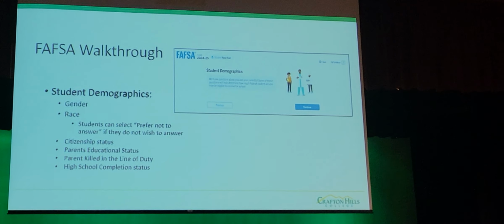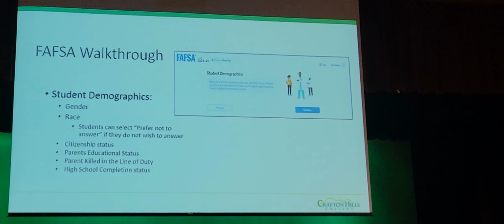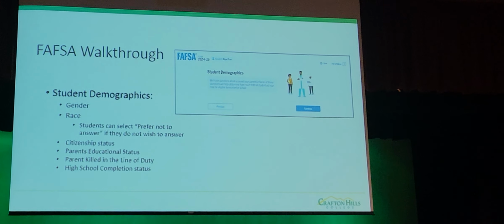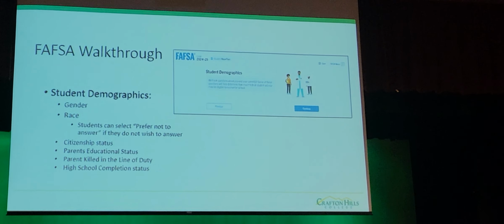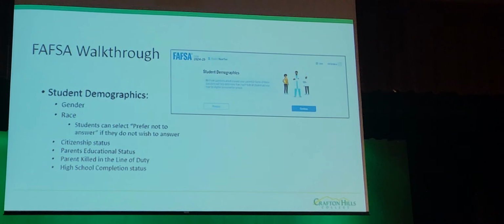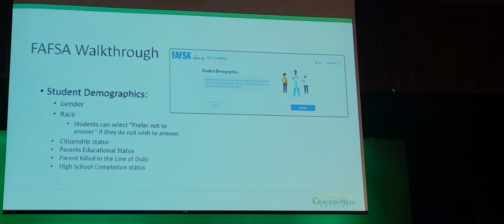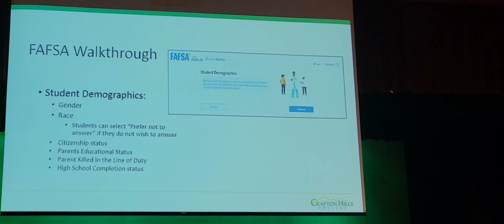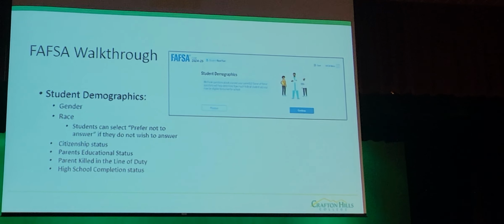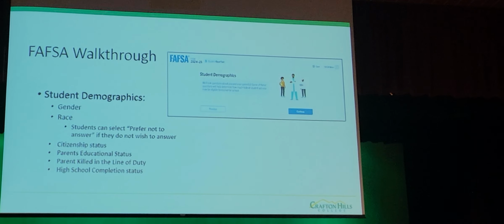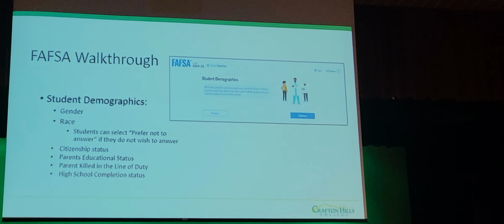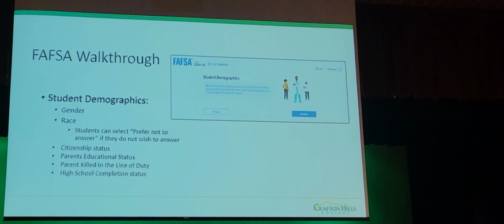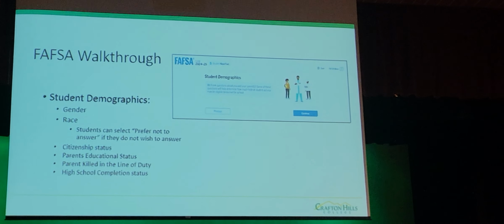This part doesn't affect your eligibility. These are just research-based questions that they use, like gender, race, citizenship status, educational status, and if the parents were killed in the line of duty. Most of these questions are just research-based, and a lot of them have the option of prefer not to answer. If you're not comfortable answering the questions, feel free to put prefer not to answer, or reach out to the high school, or reach out to the college that you're interested in going to, and they can help you answer some of these questions. Next slide.